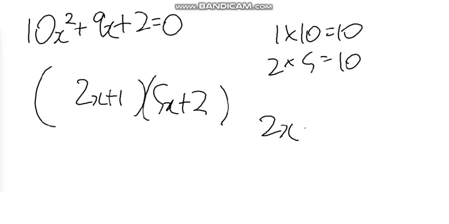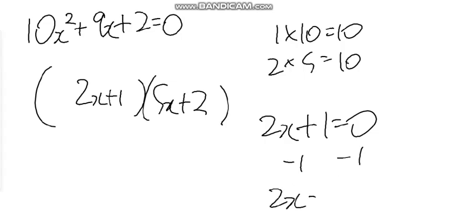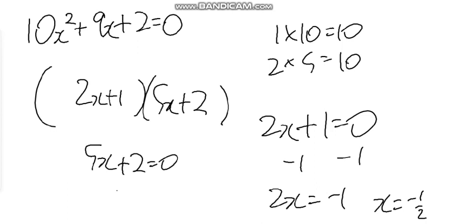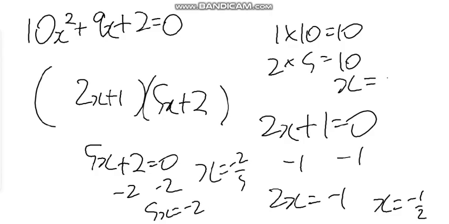Since at least one side has to be 0, you do one at a time. Subtract 1 from both sides: 2x equals negative 1, and x equals negative 1 over 2. 5x plus 2 equals 0. Just do the same steps, and the answers would be x equals negative 2 over 5, and x equals negative 1 over 2.